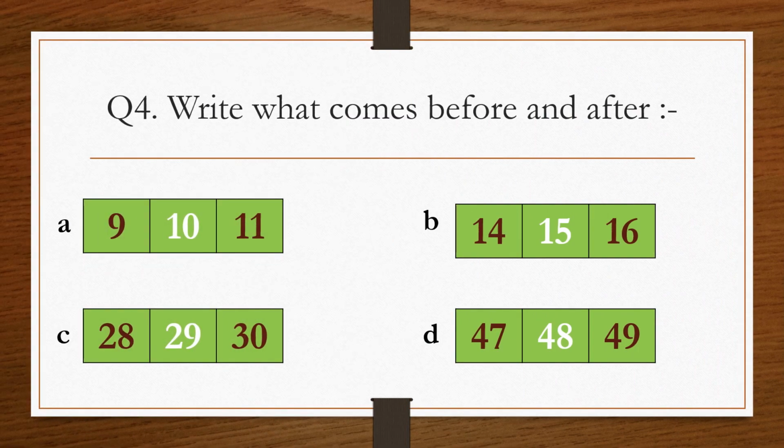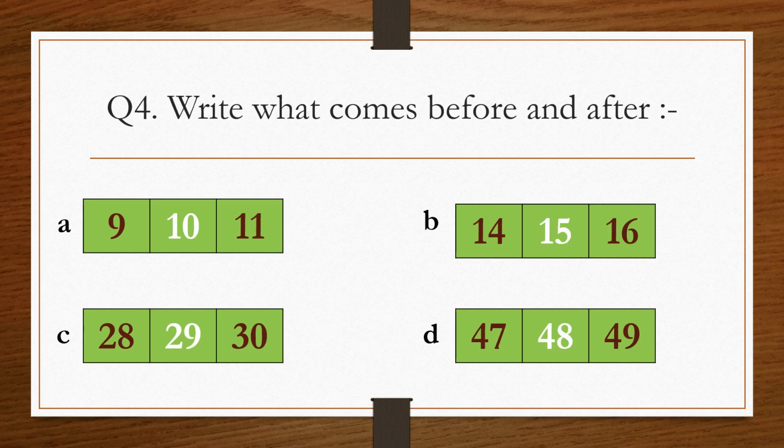Question number 4 is what comes before and after? Some numbers are given and we have to write what comes before them and what comes after them. So let us start. Number A, 10.